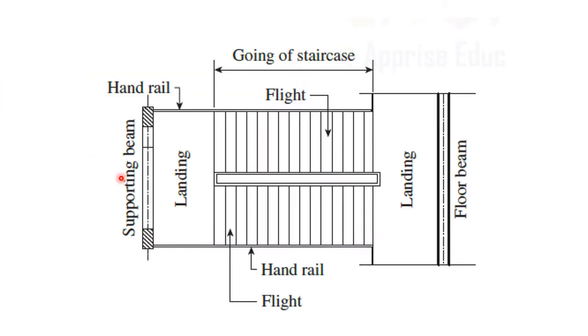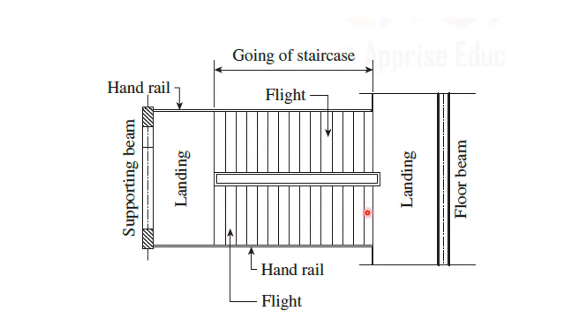This diagram shows you the top plan of the staircase. The length of the projection where all the stairs are provided, we call that the flight. Flight represents the length where all the stairs are present, and it is also called the going of the staircase.